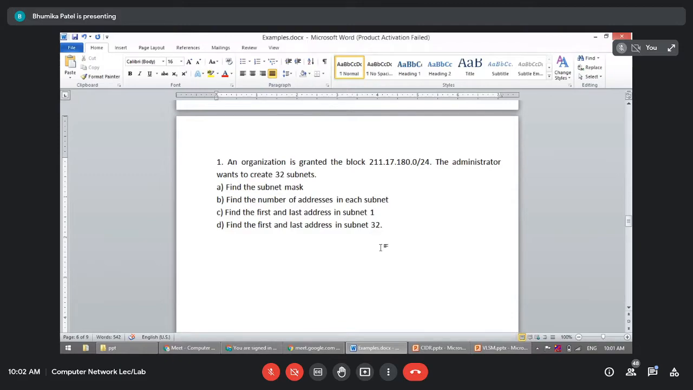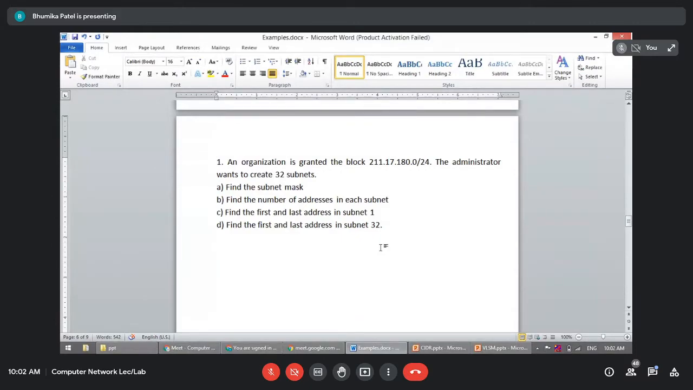Okay, first 24 bits are 1. Why? Why are the first 24 bits 1? We are given /24 there. Okay, if I take /24, and the first 24 bits are 1, then how many subnets will be there? First of all, tell me which class this IP address belongs to.